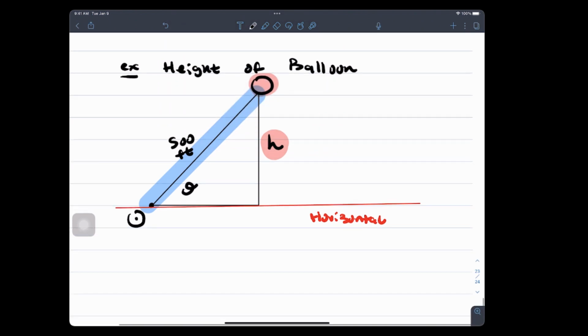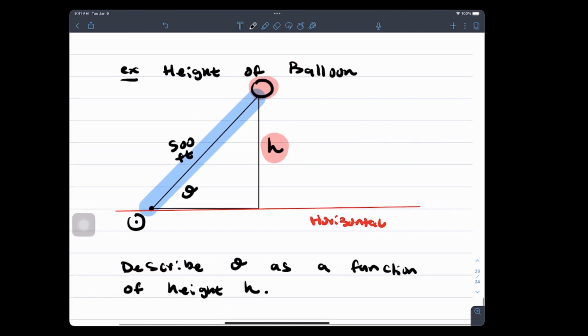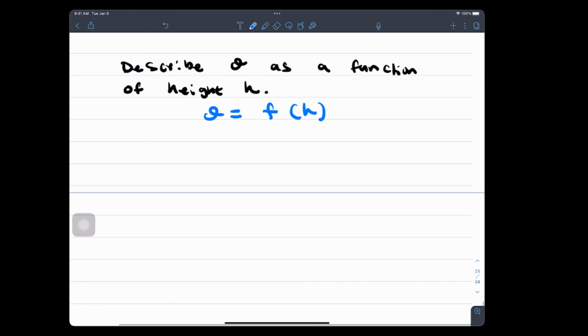So if they said to you, and they'll say this to you, describe theta as a function of height h. Okay? Describe theta as a function of height h. Now, I want you guys to understand this here. You say, what does this language mean, right? What they're saying is theta needs to be f of h, okay? This is the language. Describe theta as a function.